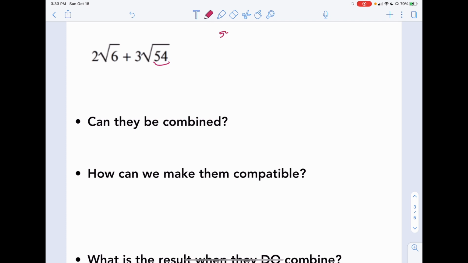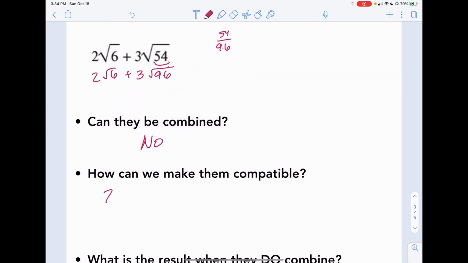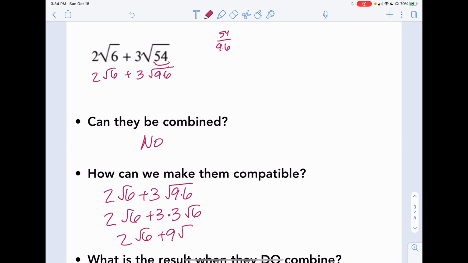So if we think about the factor pairs of 54 that involve 6, we could have 9 times 6, which is 54. So we could rewrite this as 2 radical 6 plus 3 times the square root of 9 times 6. So if we look at our steps, can they be combined? Not the way that they were, so the answer is no. How can we make them compatible? Using this step here. So I'm going to rewrite this as 2 radical 6 plus 3 times the square root of 9 times 6. The square root of 9 is 3, so this will be 2 radical 6 plus 3 times radical 6. So now this is 2 radical 6 plus 9 radical 6.